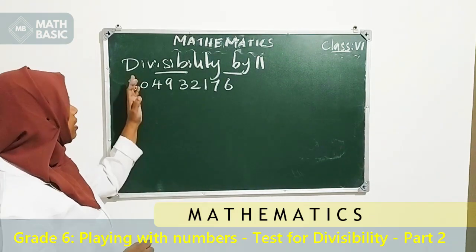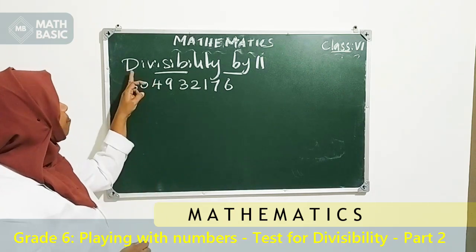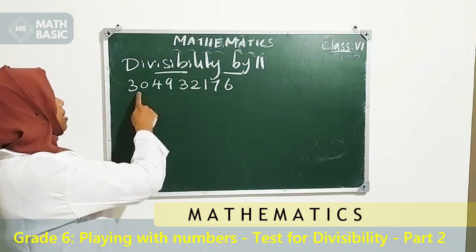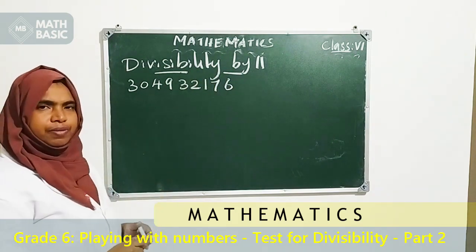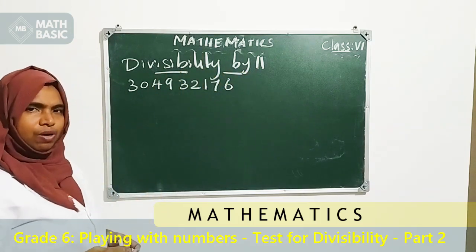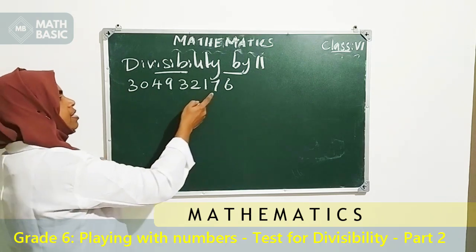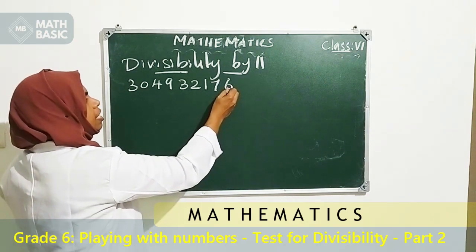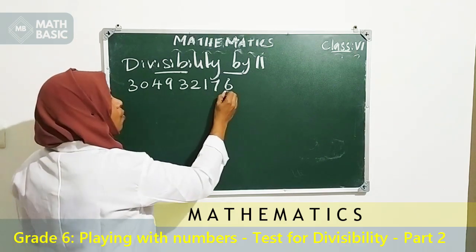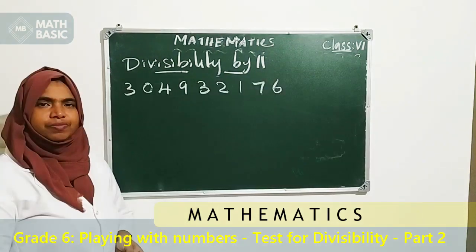See here the test for divisibility by 11. This is the last test. Okay. Test for divisibility by 11. See this number. This is a 9-digit number. Check whether the number is divisible by 11 or not. See how can we do it? We have seen that. See the even places and odd places.